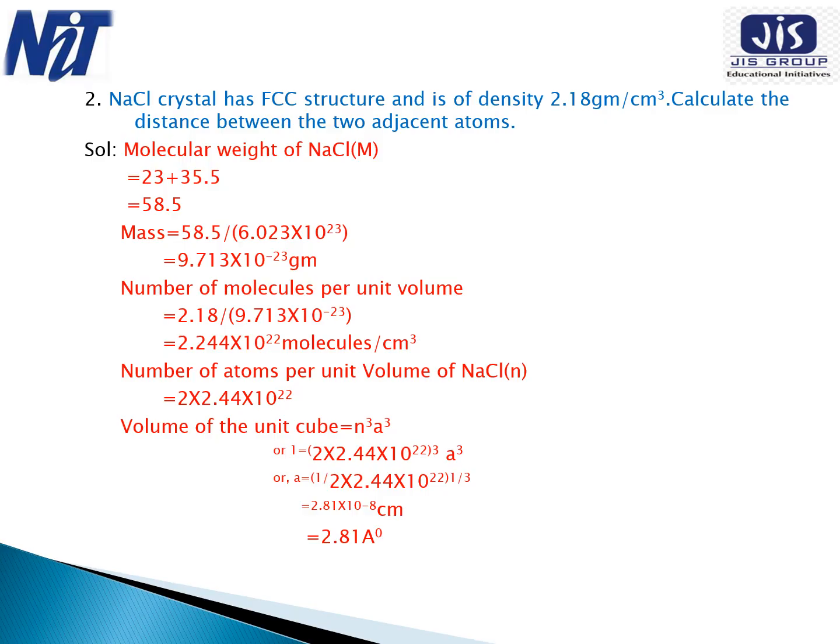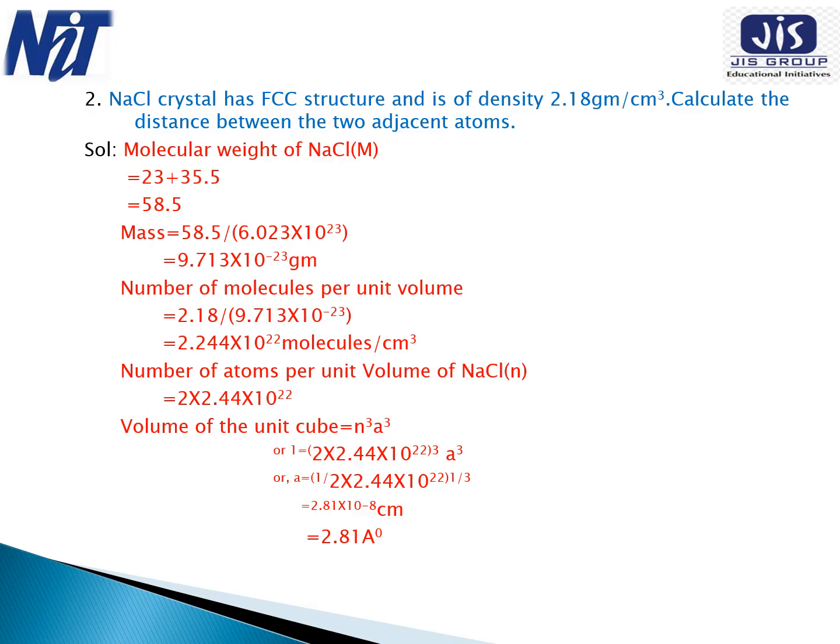Now we know the molecular weight of sodium chloride. What will it be? The molecular weight of sodium is 23 and the molecular weight of chlorine is 35.5. So when we add them, we get 58.5. So the molecular weight of sodium chloride will be 58.5.